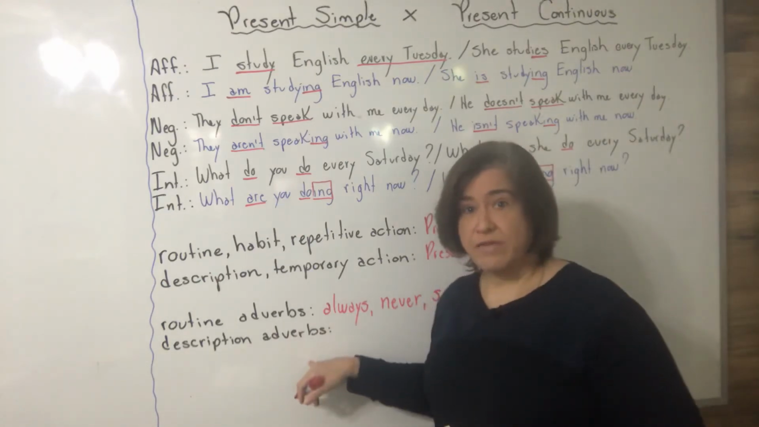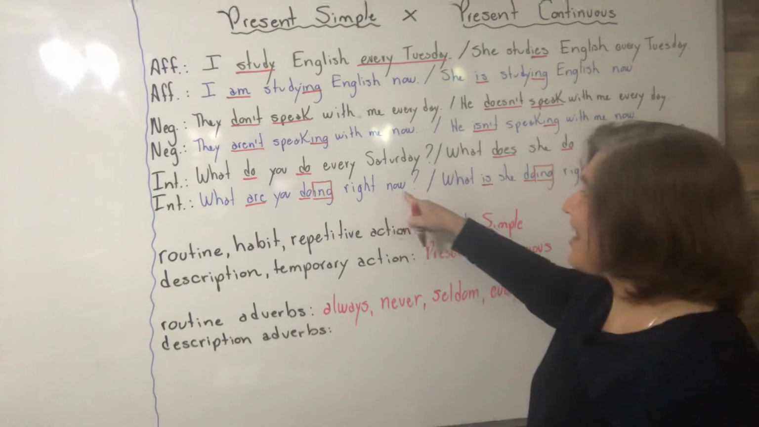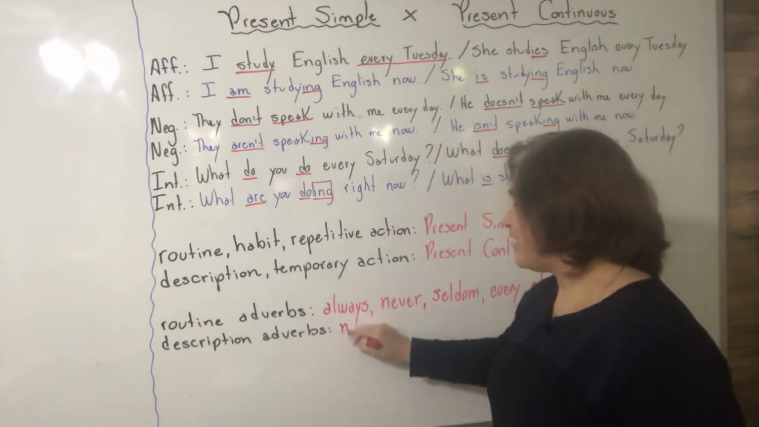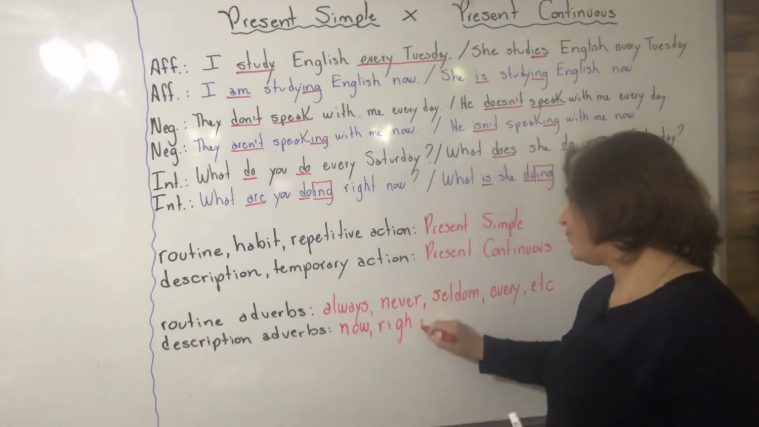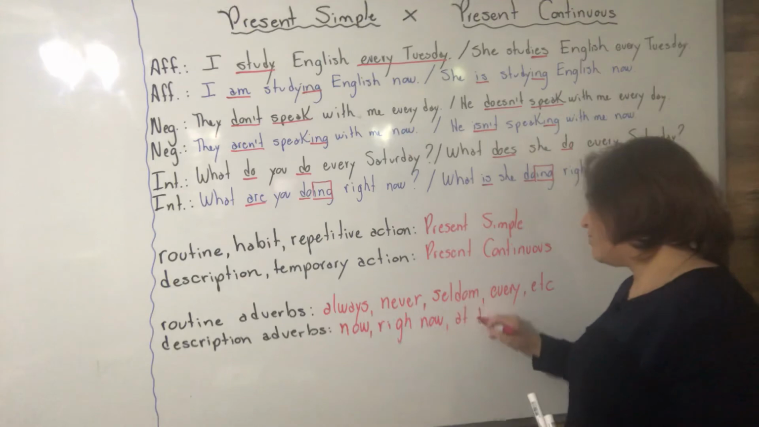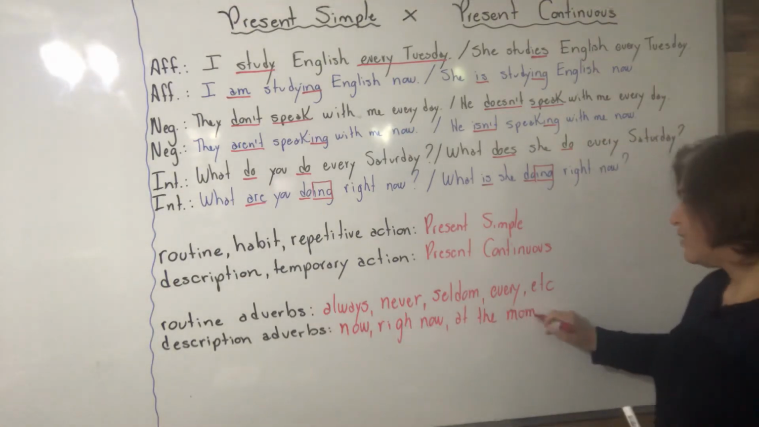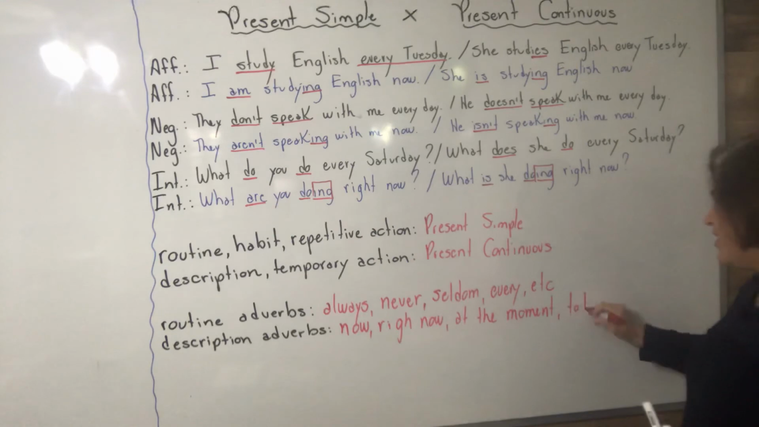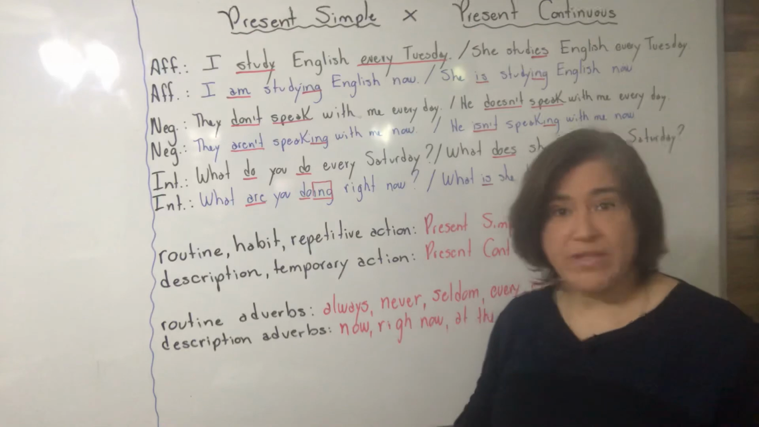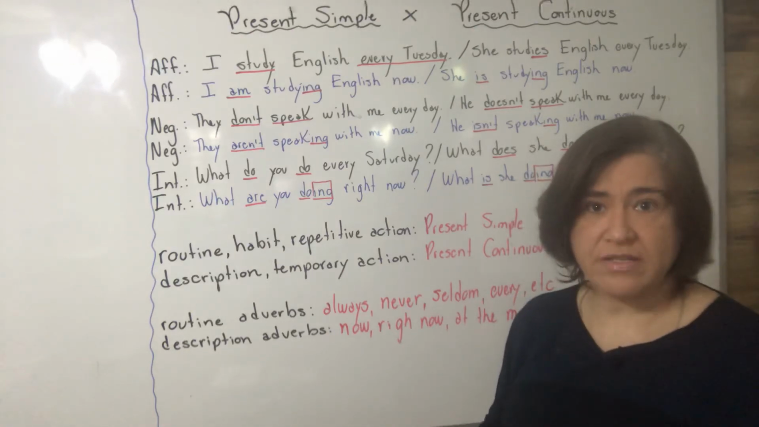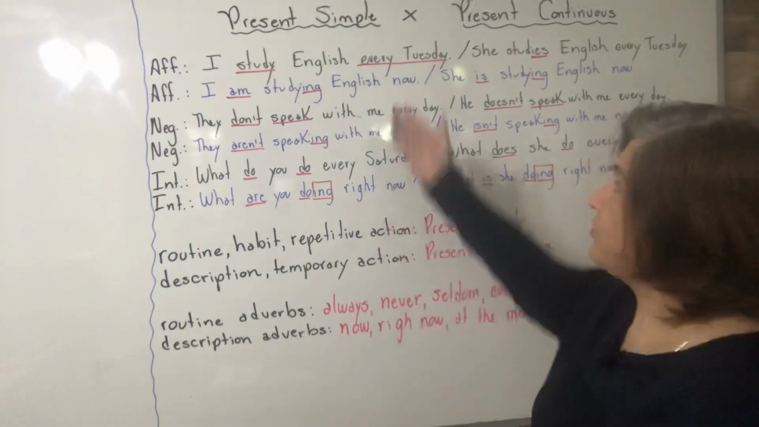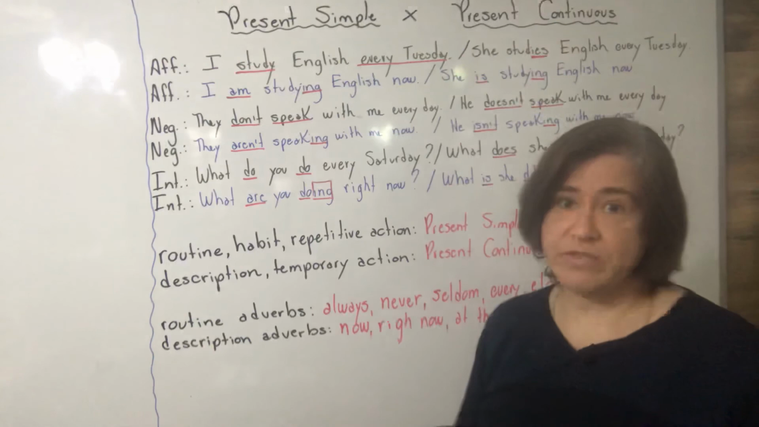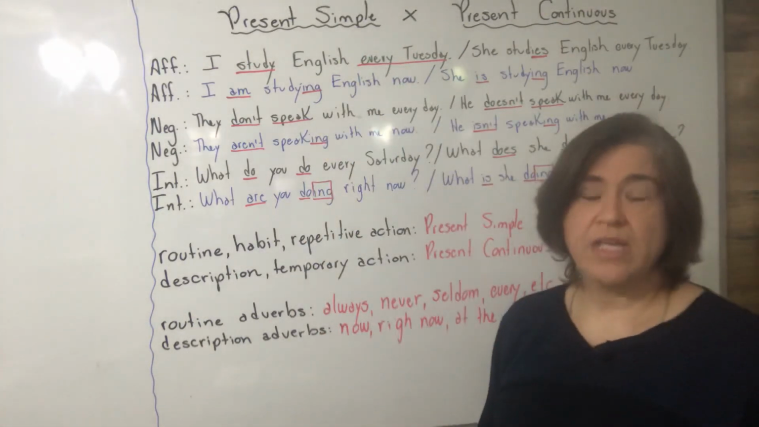Description adverbs. Oh, look here, right now, now. So when you say now, right now, at the moment, today, okay, you are, etc. You are describing the moment, only the moment, okay? So students, basically the difference between present simple and present continuous you have here, okay?